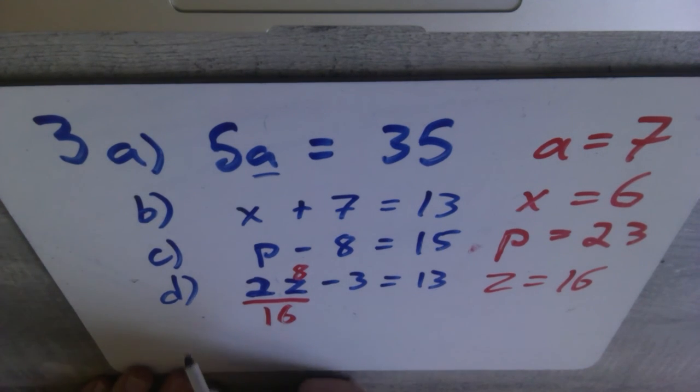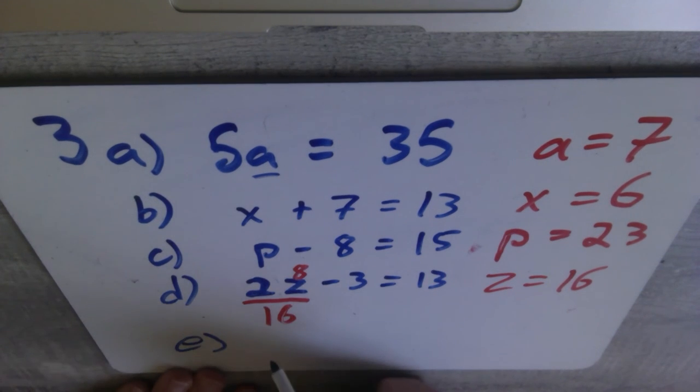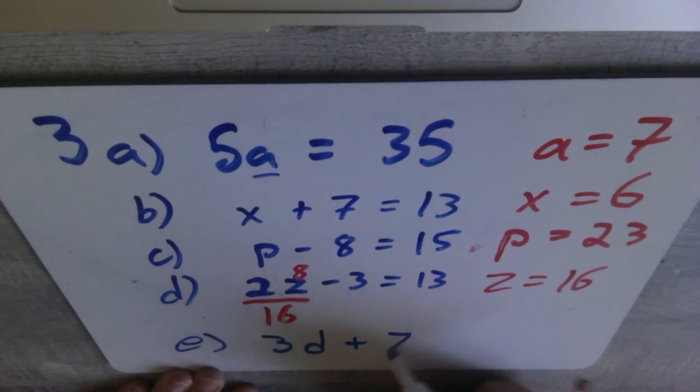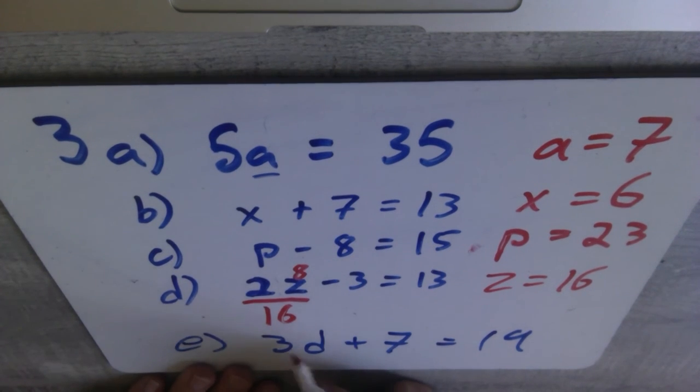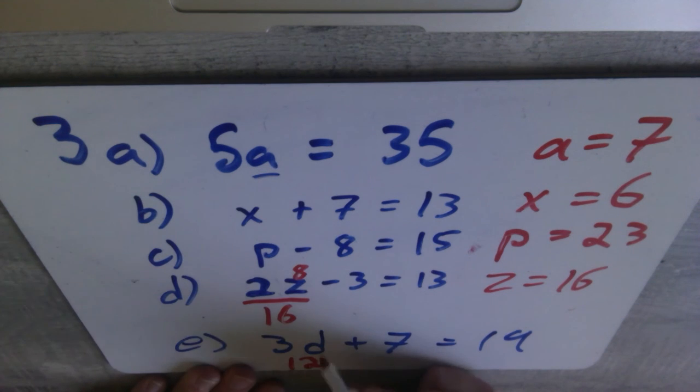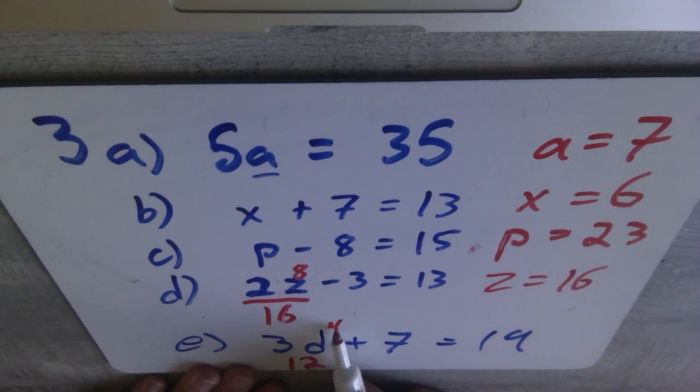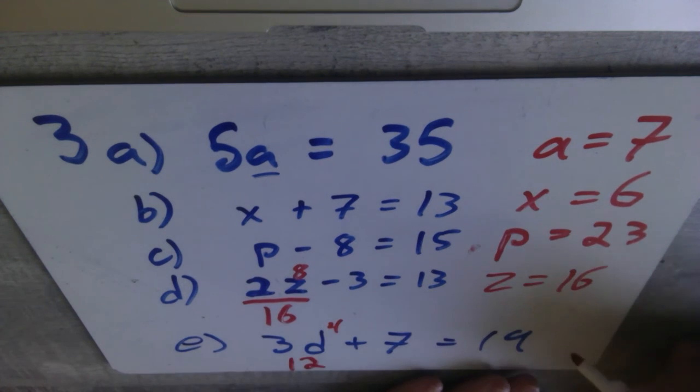And moving down to E, we have 3d plus 7 equals 19. Another good question to use inspection here, because we have 3 multiplied by d plus 7 equals 19. Well, I know that this here, 3 multiplied by d, has to give me 12 when I'm done with it, because 12 plus 7 is 19. So now, 3 times what will give me 12? Well, 3 times 4 equals 12, so d equals 4. 3 times 4 is 12, plus 7 is 19.